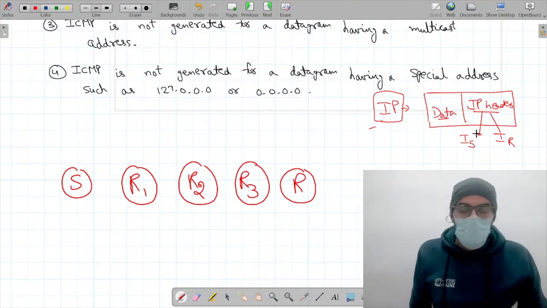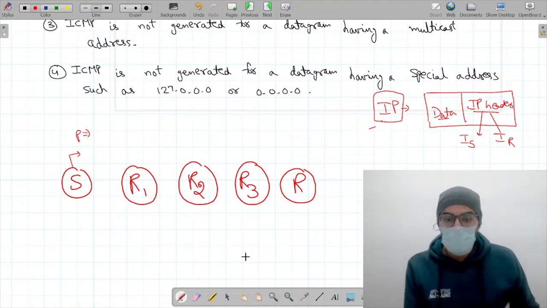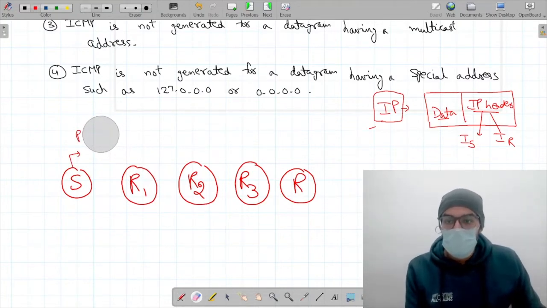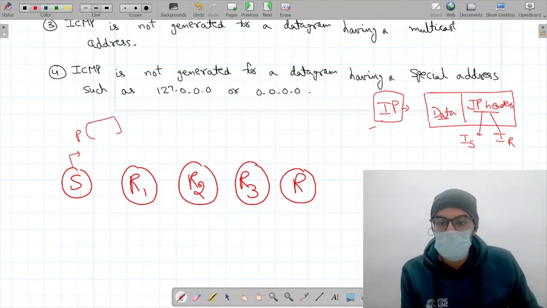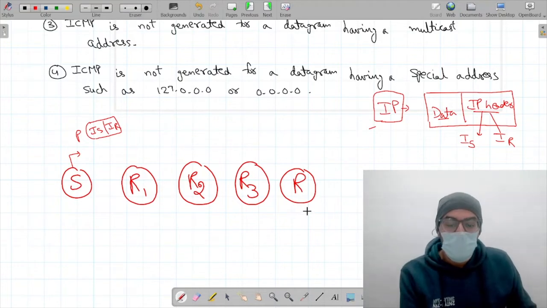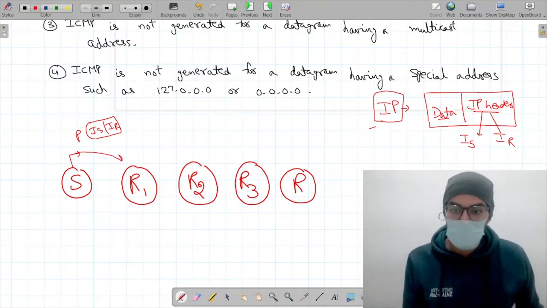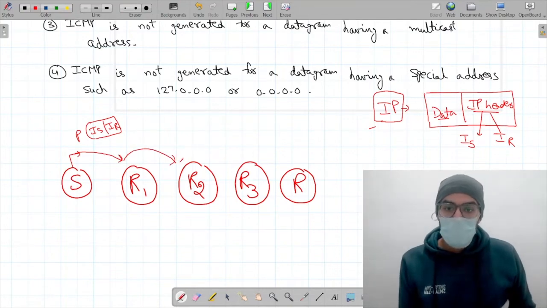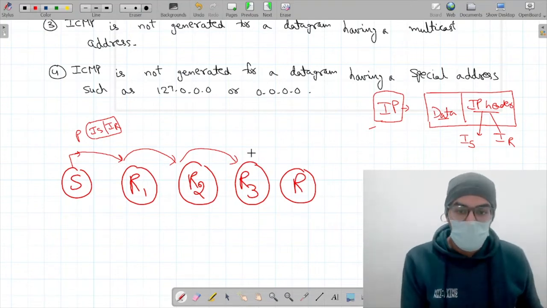Now let's say that I have sent this packet P. I'll show this simply as a box, and inside this box this is IS and this is IR. So this packet P is meant for the receiver R and is sent by the sender S. So this packet first reaches R1, then R2, then R3. Now let's say that R3 has discarded it for some reason. Packet discarded here.